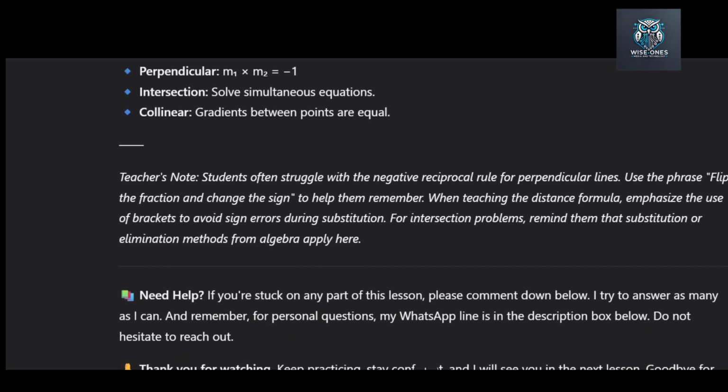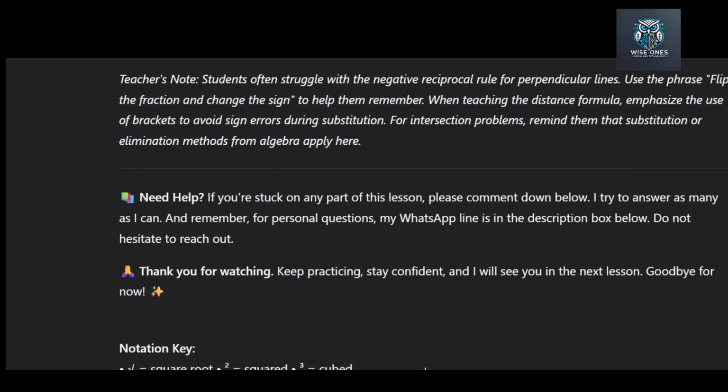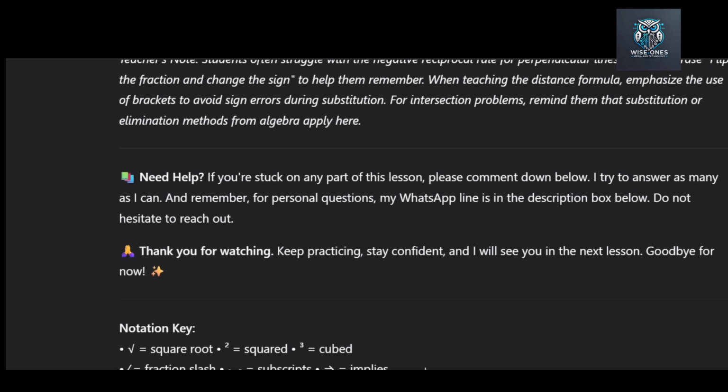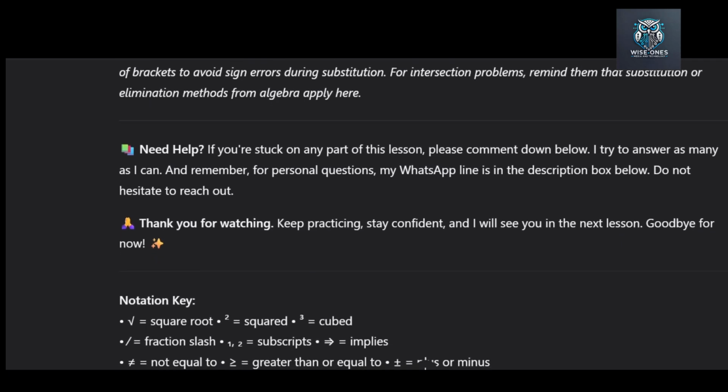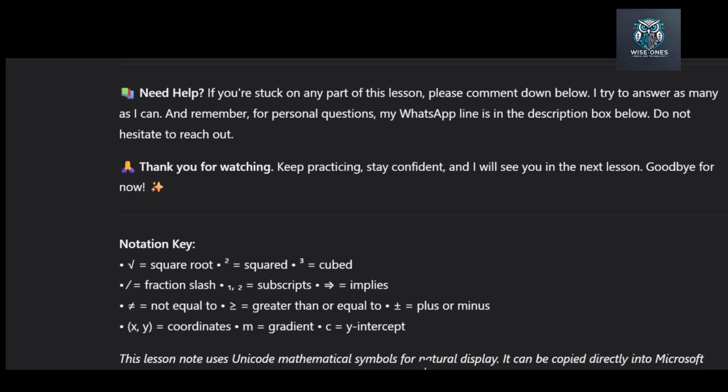I know this was a long lesson, but you have done amazingly well. Coordinate geometry can be confusing because of the many formulas, but you now have the tools to handle them. Remember, practice is the key. The more you practice calculating distance and gradient, the faster you will become.